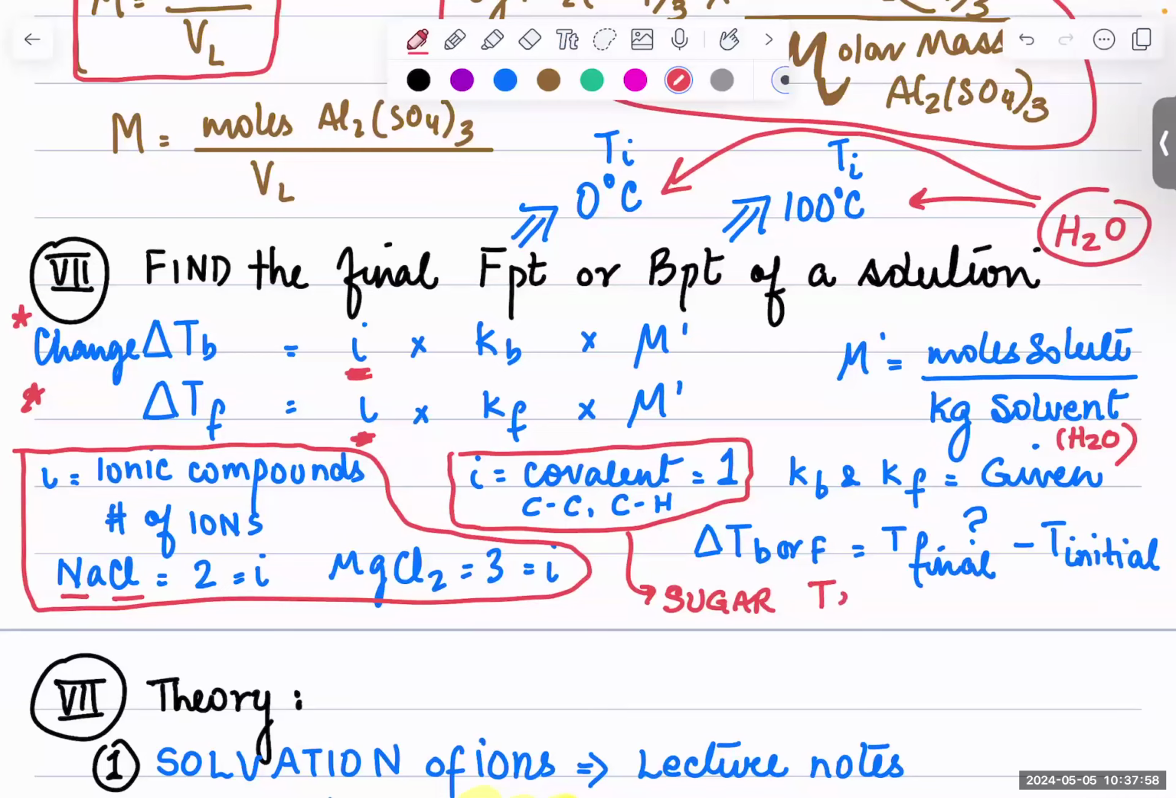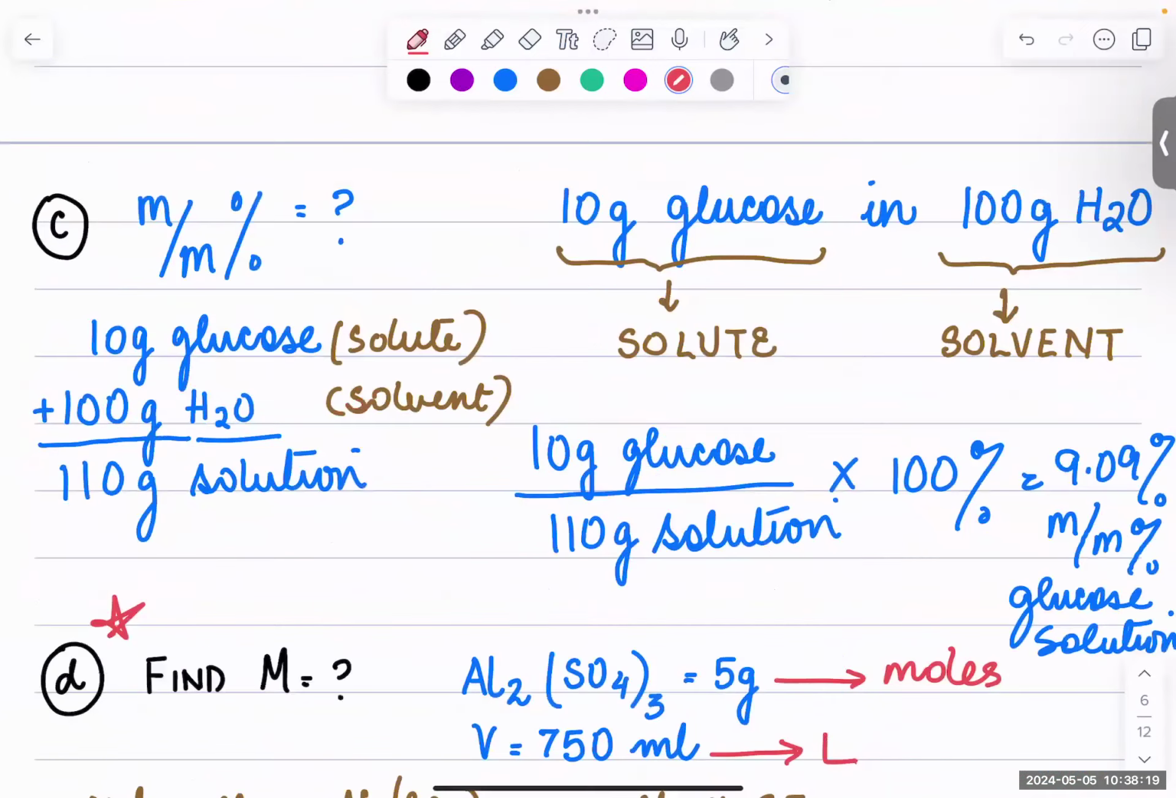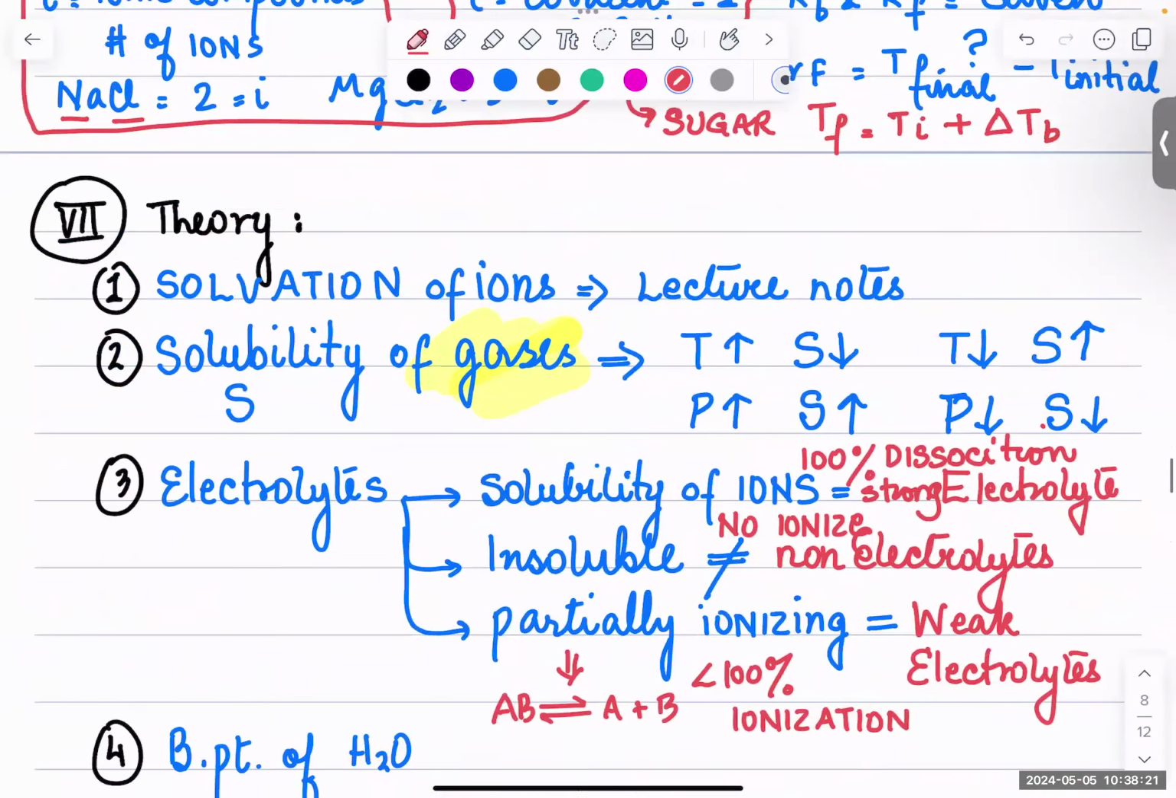So T final is equal to T initial plus the delta T B value. So the final temperature is whatever the initial temperature is, and you add the change in temperature. That's the final temperature. B or F also. So that kind of question.